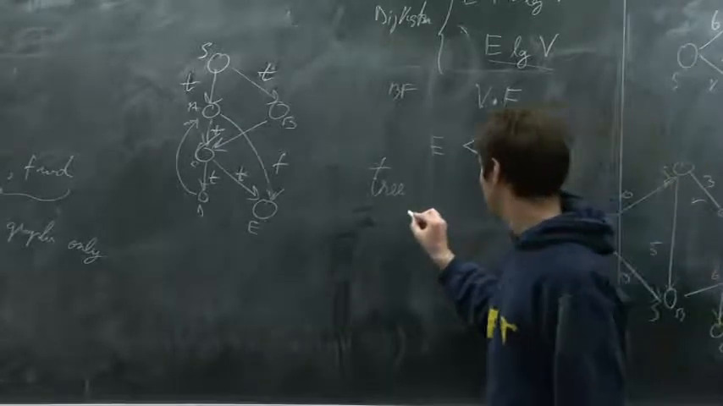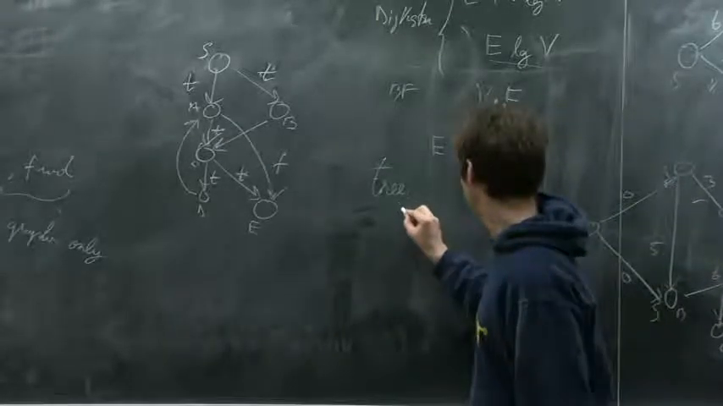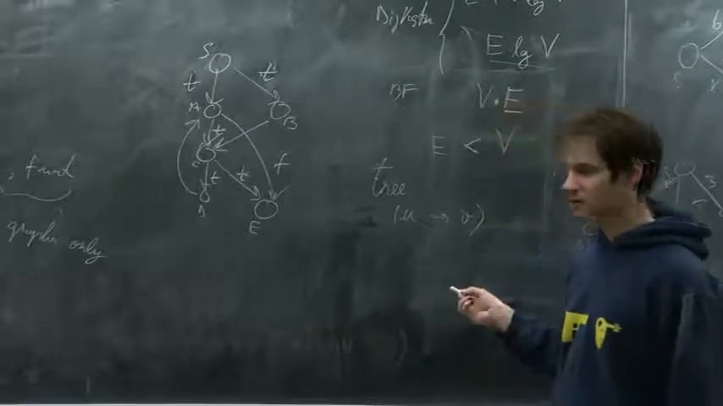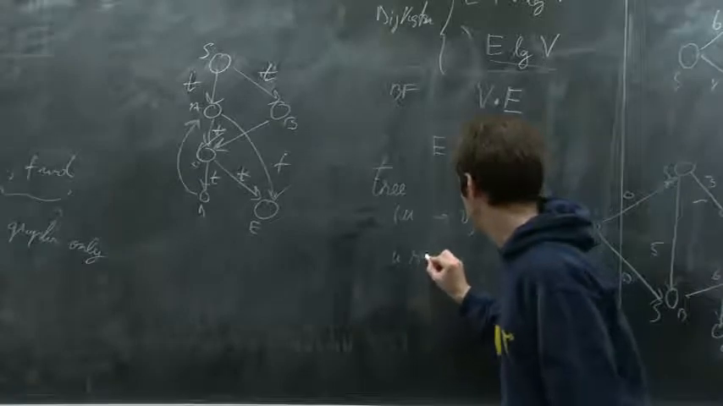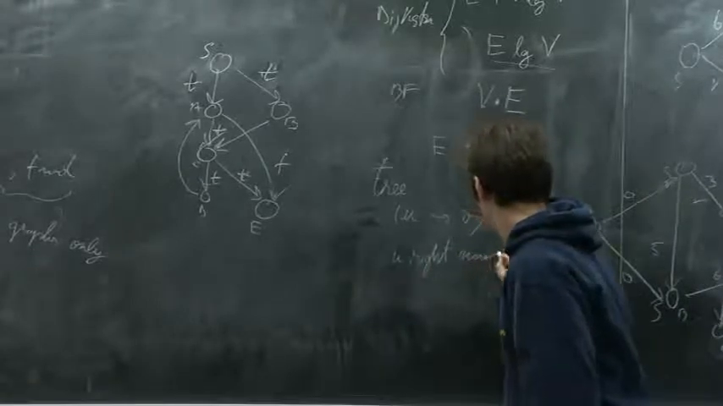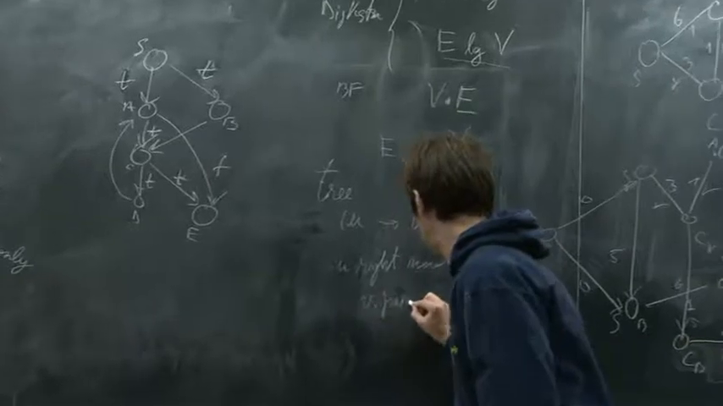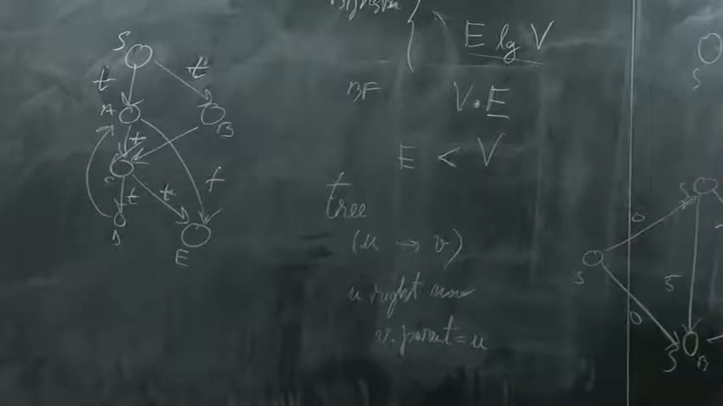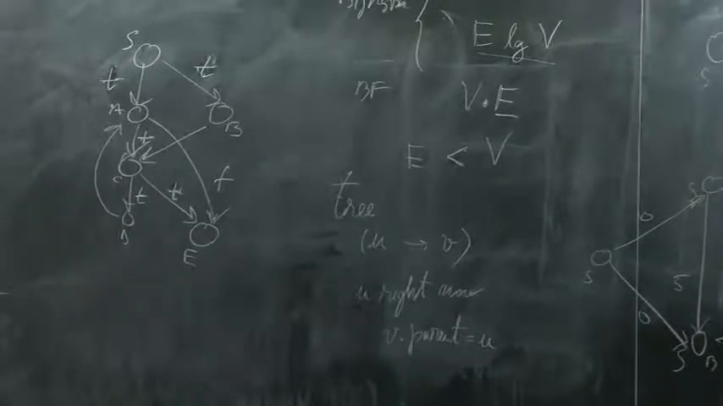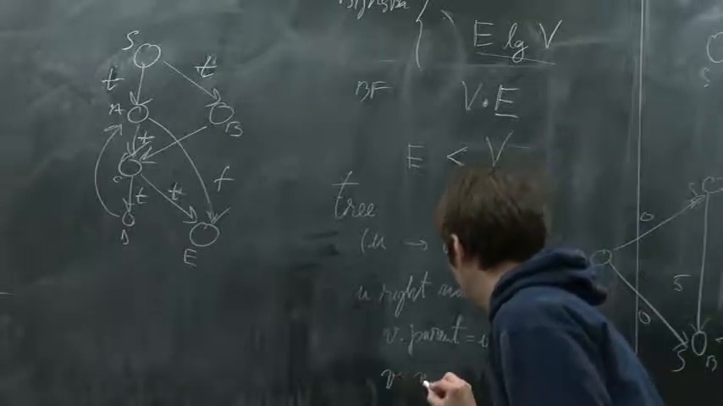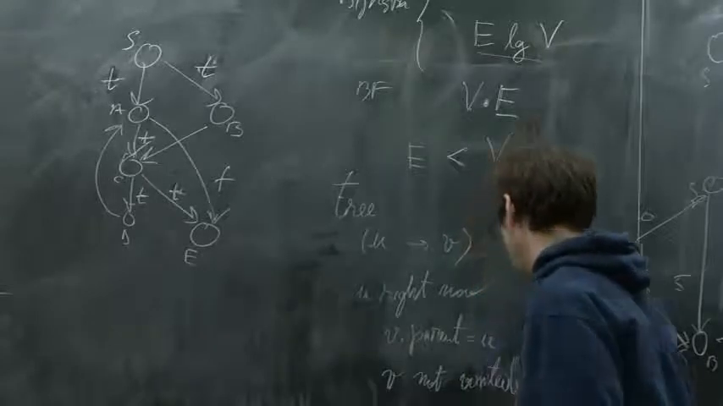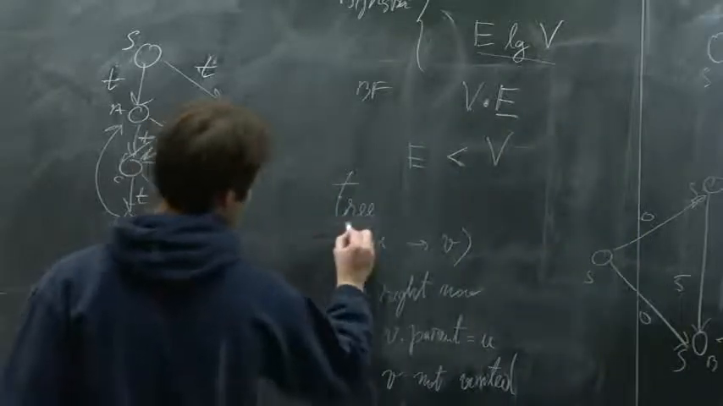Suppose you're at some node U and you have an edge UV. The parent of V is U. So you're at U right now. V dot parent has to be U. And is V visited or not? No. So V is not visited yet. So this is a tree edge.